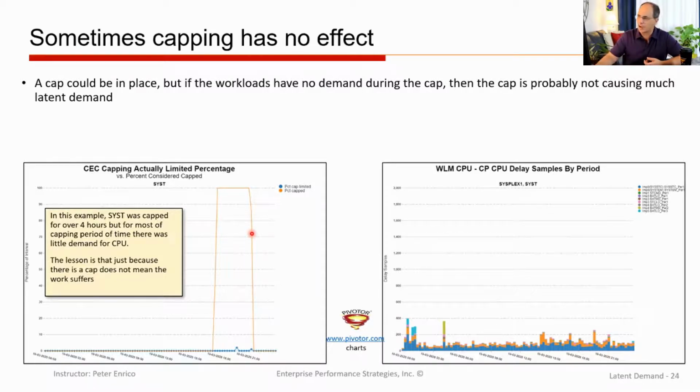On the right-hand side here, I'm trying to show you the number of CPU delay samples as seen by Workload Manager. And in this particular case, I just limited it to 2,000 just to show the scaling when you see the next chart. But the point is, we actually have a small amount of CPU delay, and you can see that it just means that the workloads aren't really demanding a lot of CPU.